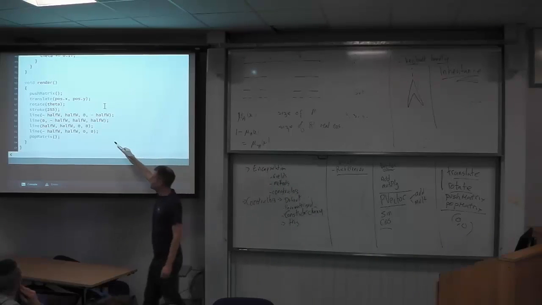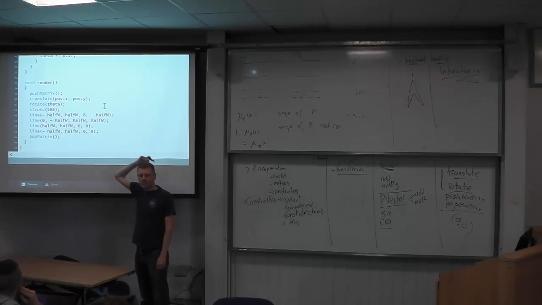So anyway, then we draw everything. Looking at this drawing code, this is all drawing around 0, 0. So we imagine that the object is located around the position 0, 0. And then we call pop matrix at the end, okay?